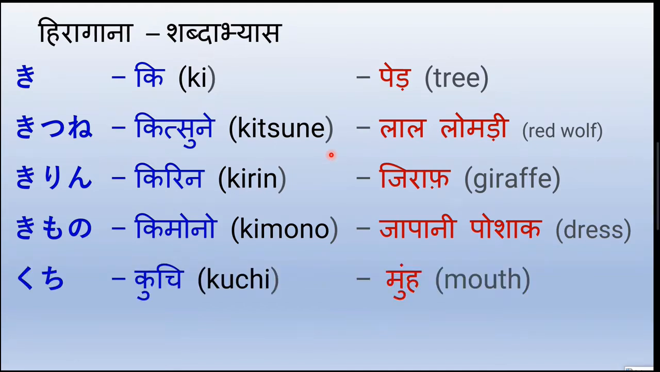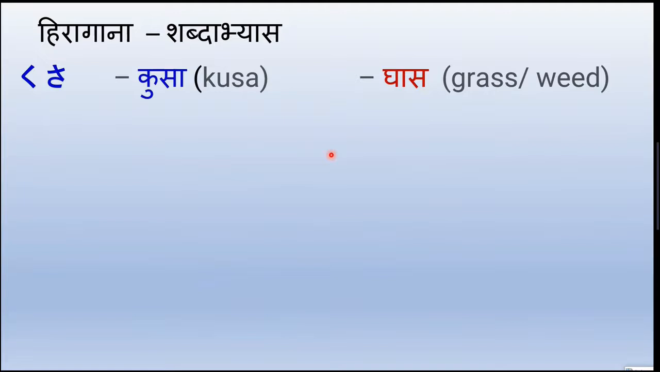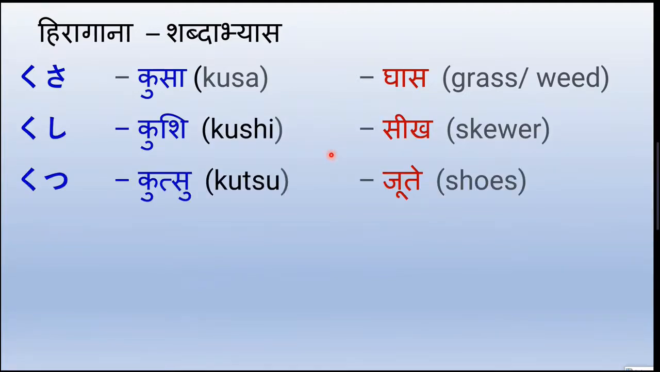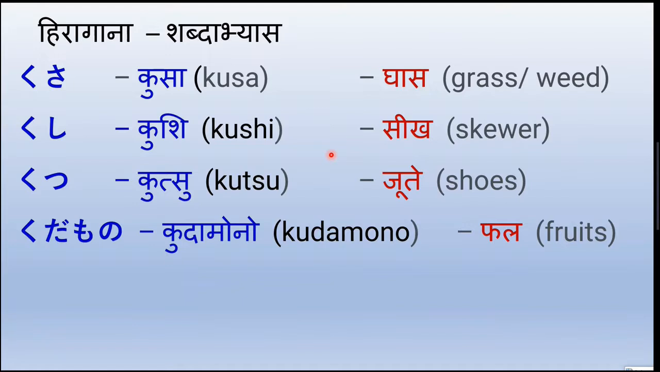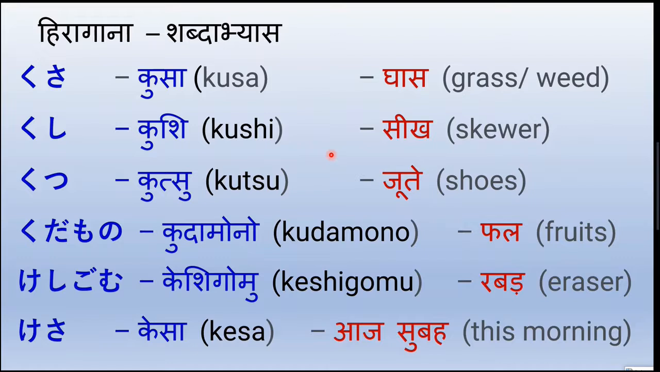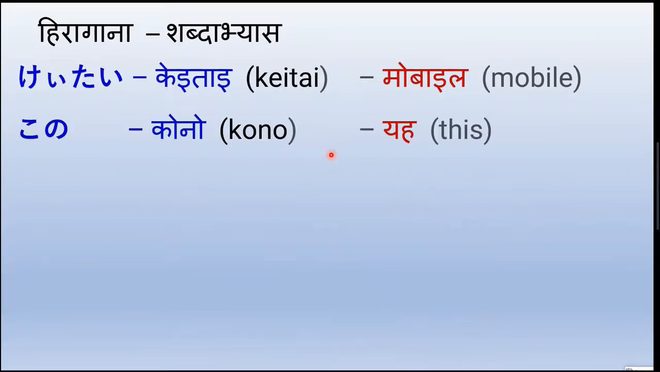Kuchi, mouth. Kumo, spider, and it is also used for cloud. Kusa, grass or weed. Kushi, skewer. Kutsu, shoes. Kudamono, fruits. Keshigomu, eraser. Kesa, this morning. Keitai, mobile phone. Kono, this.